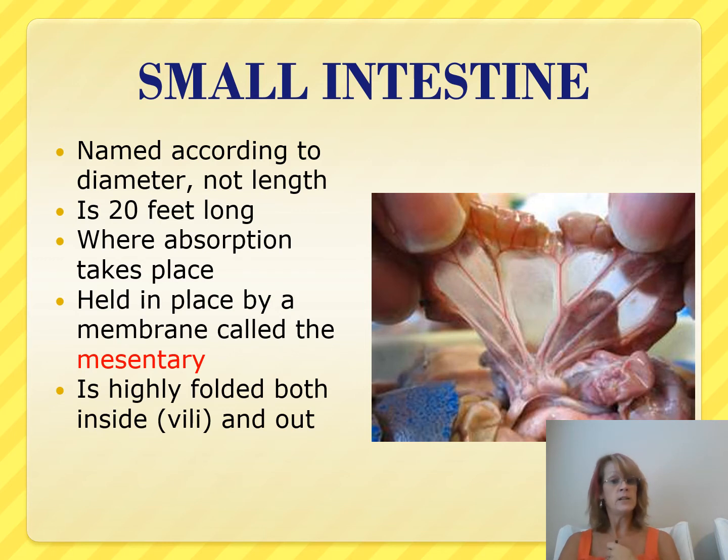It is highly folded, and if you could cut open the small intestine, you would see millions of little folds inside of them. And those little folds are villi. Now remember, in the stomach, those folds are called ruga. Anytime you see ruga, that's there to let the organ expand. You do not want your intestines to expand.